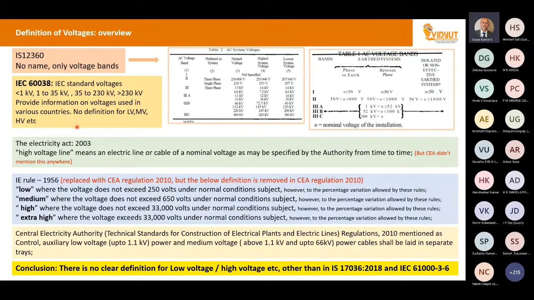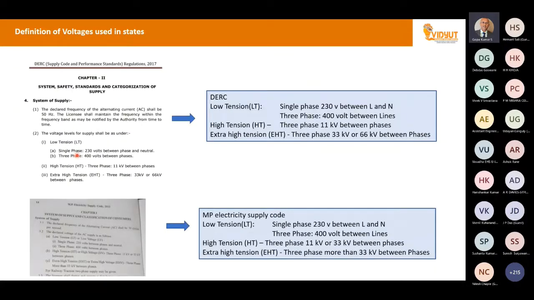For example, the electricity regulatory commissions of the state governments, for example Delhi, DERC, they say according to them, low tension is, remember, tension and voltage are the same, low tension is single phase 230 volt, three phase 400 volt. High tension is three phase 11 kV. EHT is three phase 33 or 66 kV. If we look at Madhya Pradesh, they say almost similar to Delhi.